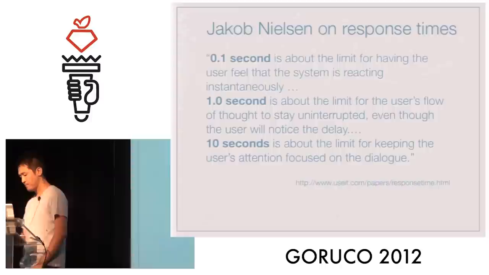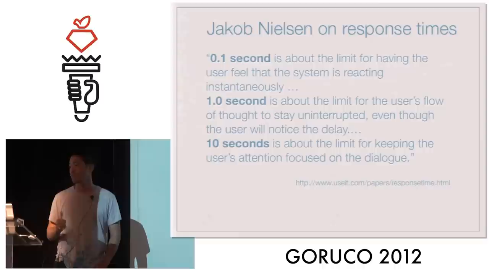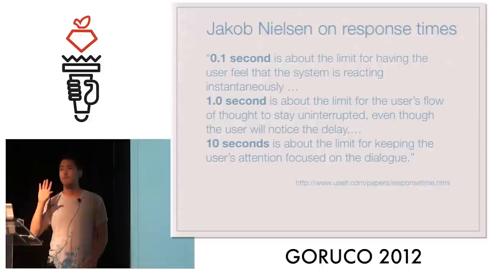Jacob Nielsen is one of the godfathers of web usability, and he wrote about this. He said that at 0.1 seconds, that's about when users feel that the system is reacting instantaneously. At 1 second, they notice the delay, but they can still keep their train of thought. And then at 10 seconds, you're gonna have a really hard time keeping them even remembering what it is they're trying to do.